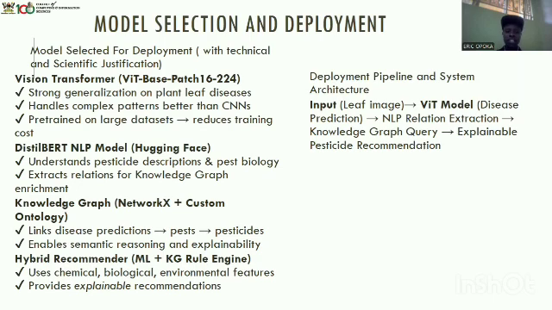Then we have the recommendation engine, which gets all the above we have mentioned and comes up with a particular knowledge graph rule engine. So the deployment and pipeline system is how it will work. We have the input leaf, of which the ViT model will detect the disease. Then the NLP will come up with the relations, the knowledge graph query, plus the explainable pesticide recommendation.